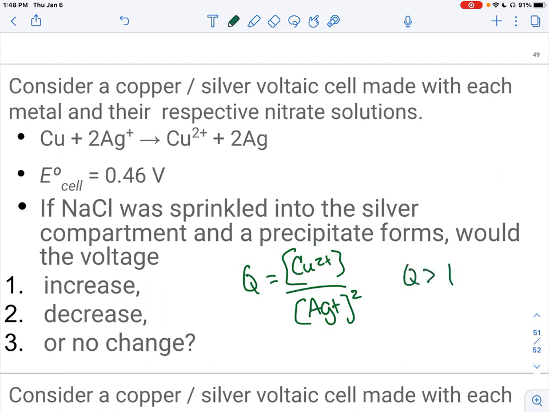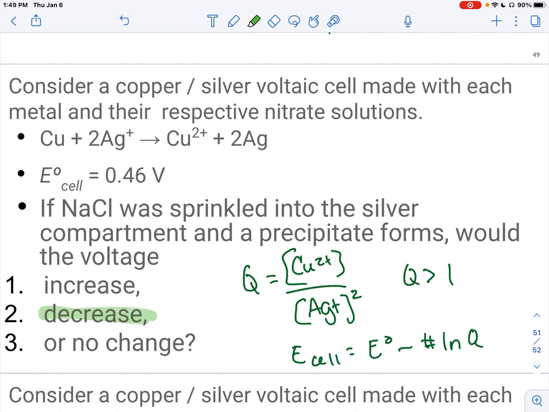If Q is greater than 1, then the log of Q is going to be positive. So this would be positive, which means it would decrease because this little value here would stay negative. So it will decrease.